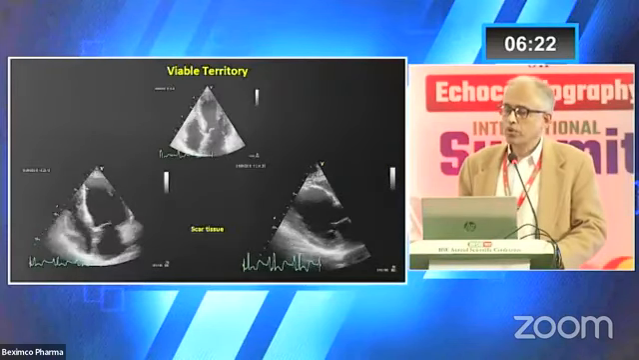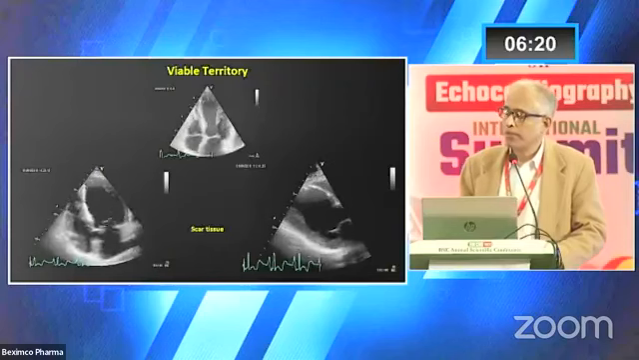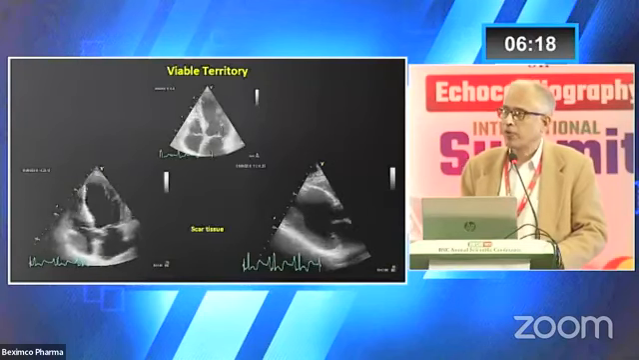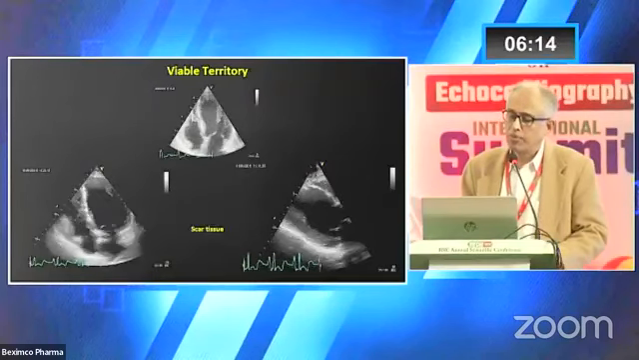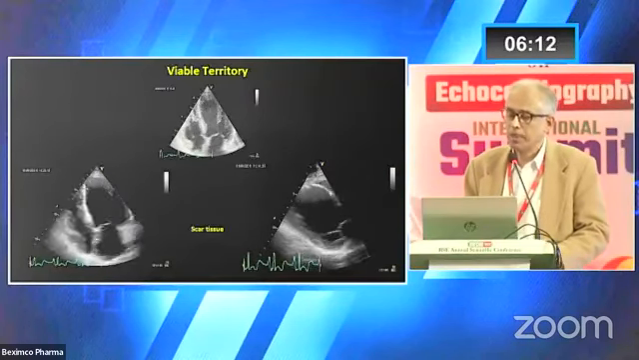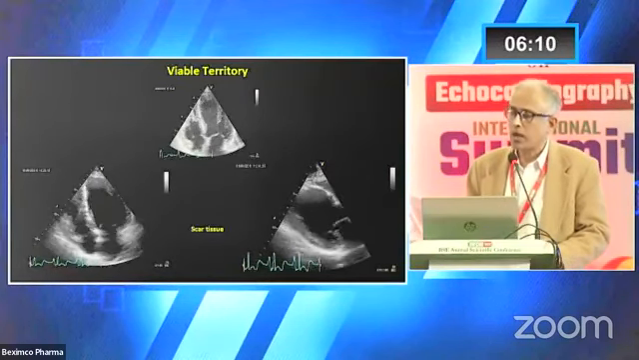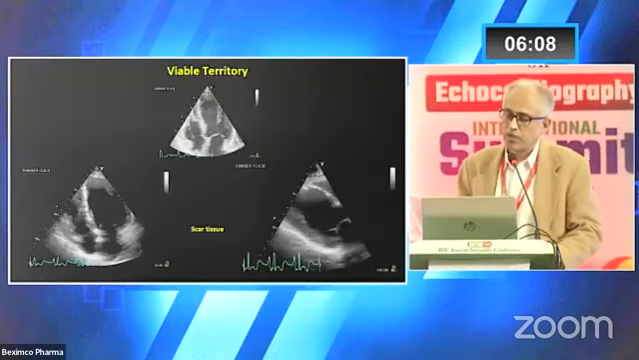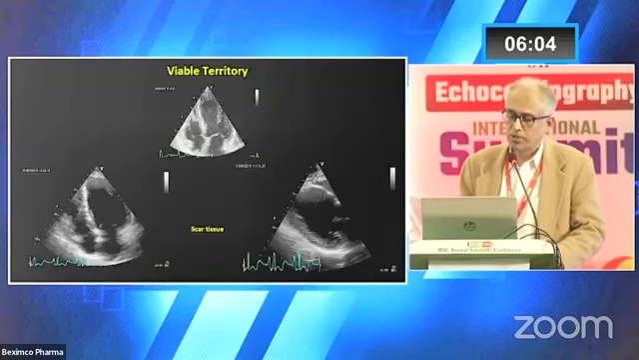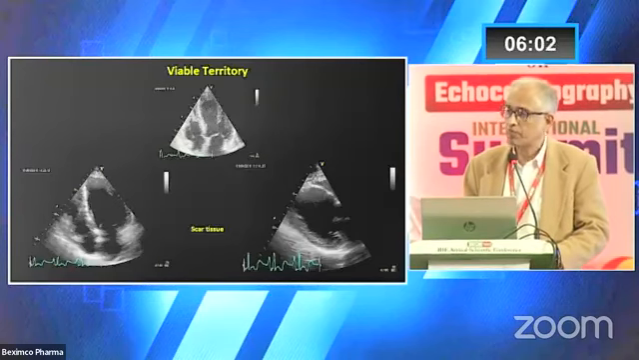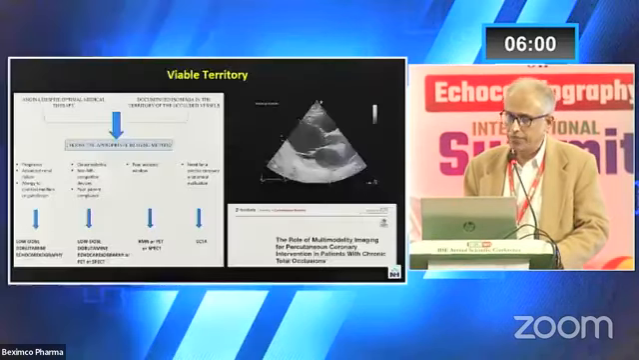Then also, you can have a rough look, which may not be accurate, but at least you will have a fair idea. If the thickness is preserved, that is more likely to be viable myocardium, and the PCI may benefit. And if you see a scar, for example here there's a lot of scarring in the LAD territory, the LAD PCI is not going to help here. So this is what the interventionist would benefit from: knowing that there's a scar and thinning.